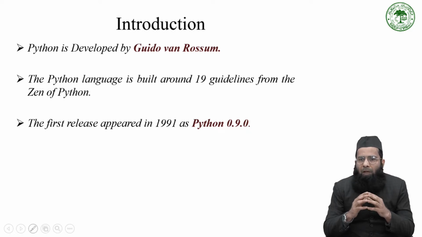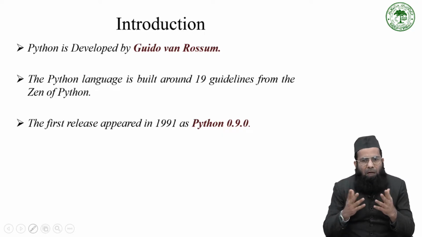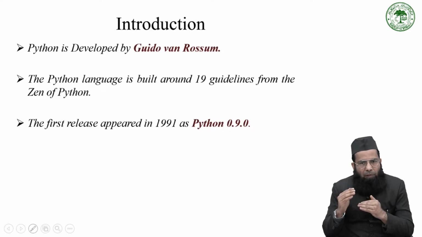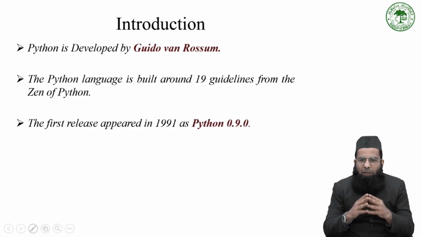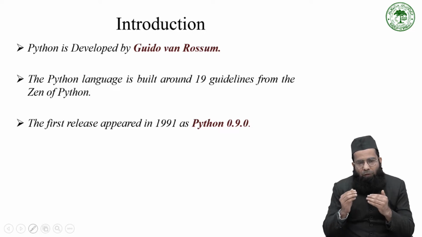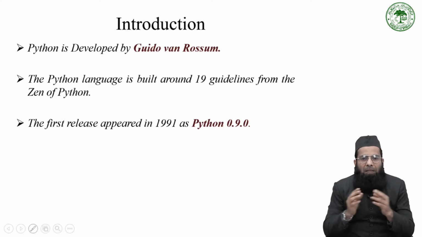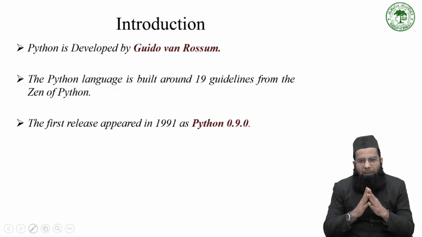The Python language is built around 19 rules from the Zen of Python. The Zen of Python is a set of 19 guidelines for writing good code. Some of the guidelines are: if the implementation is hard to explain, it is a bad idea. So if code is hard to explain, it means it's a bad idea. If the implementation is easy to explain, it may be a good idea. So if you can explain your code easily and it is easily understandable, that is a good idea.